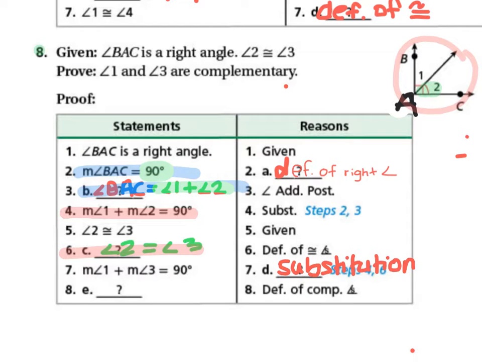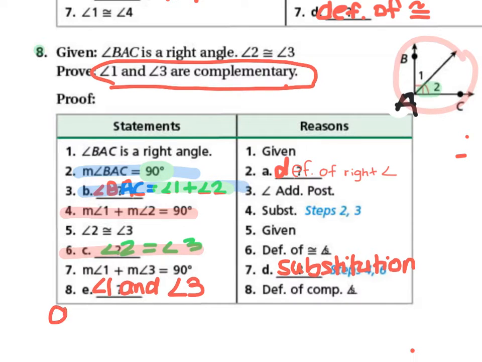And then number 8, which is labeled E, is the last step. What's always that last step? The prove. What you're trying to prove. What am I trying to prove? That angle 1 and angle 3 are complementary. Good. And this is true because we already said that 1 and 3 equal 90 degrees. And if they equal 90 degrees, they're complementary, which is the definition of complementary angles, which is what's there on the right-hand side.